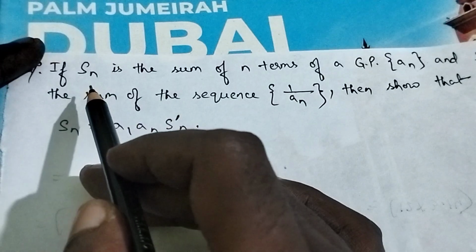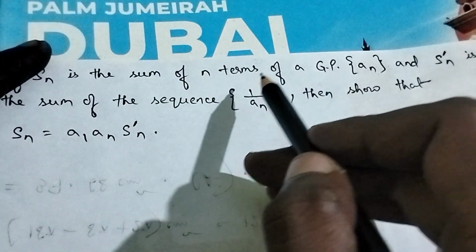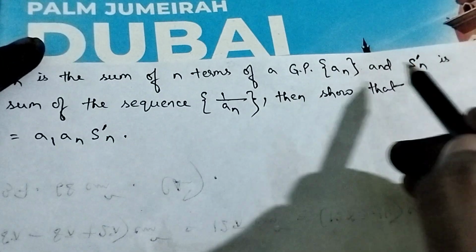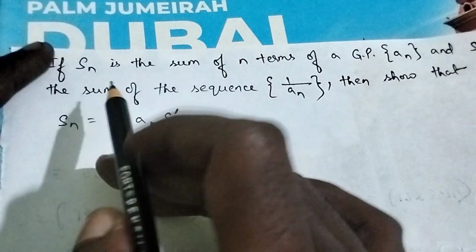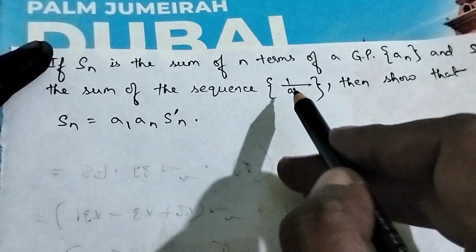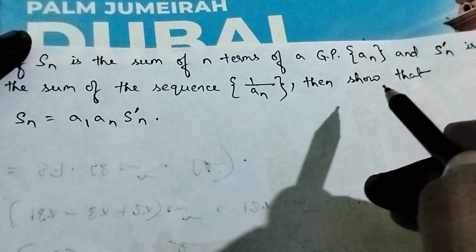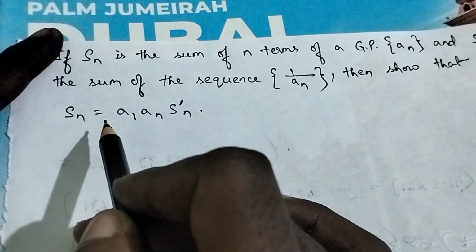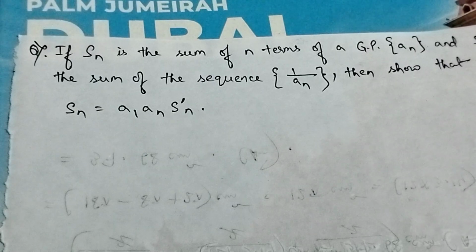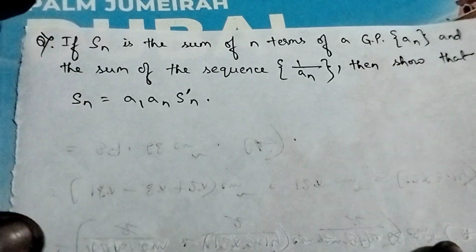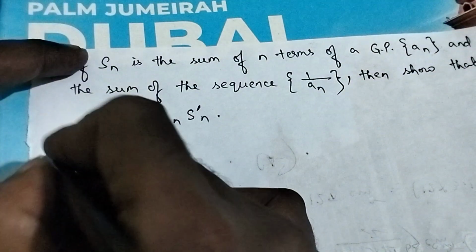Okay, if Sn is the sum of n terms of a GP An and S dash n is the sum of the sequence 1 by An, then show that Sn is equal to A1 into An into S dash n. Okay, clear? Now let's move on to the solution.